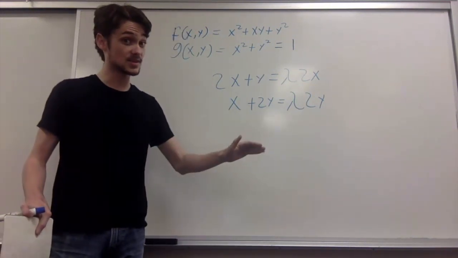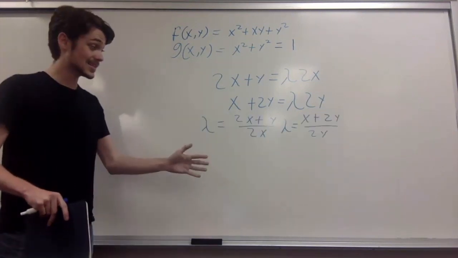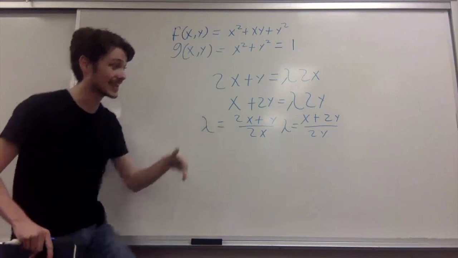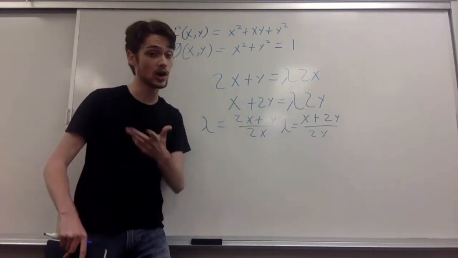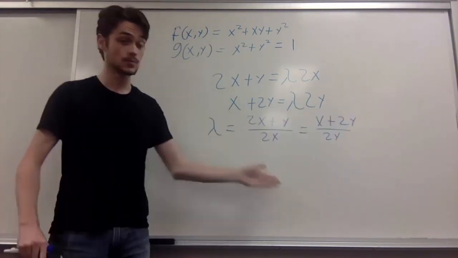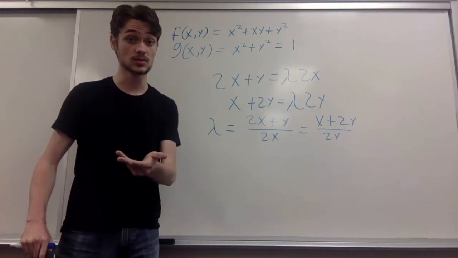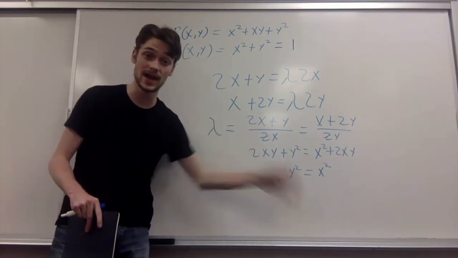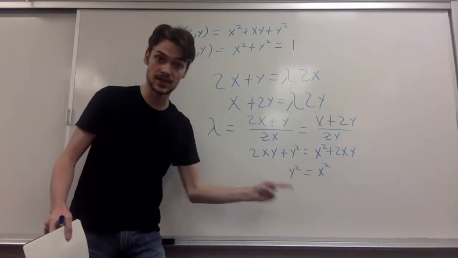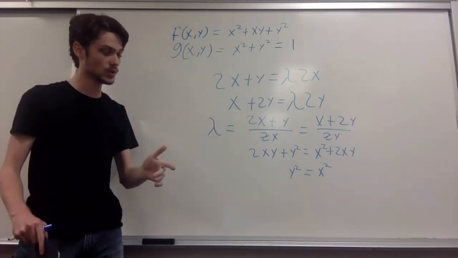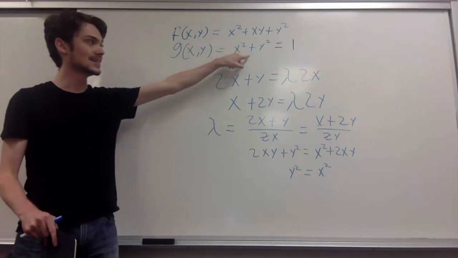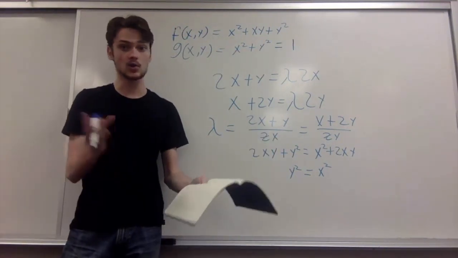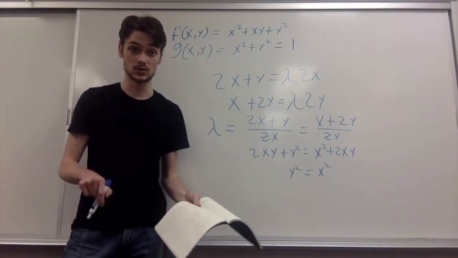Let's isolate lambda and see what happens. We get that lambda is equal to 2x plus y over 2x, and that lambda is equal to x plus 2y over 2y. Meaning, we can set those two equations equal to each other. Simplifying these two equations down, we get that y squared is equal to x squared. This right here is the thing that we're looking for, because we can plug this back into the boundary equation. By doing that, we will be able to find our critical points that are on the boundary curve.